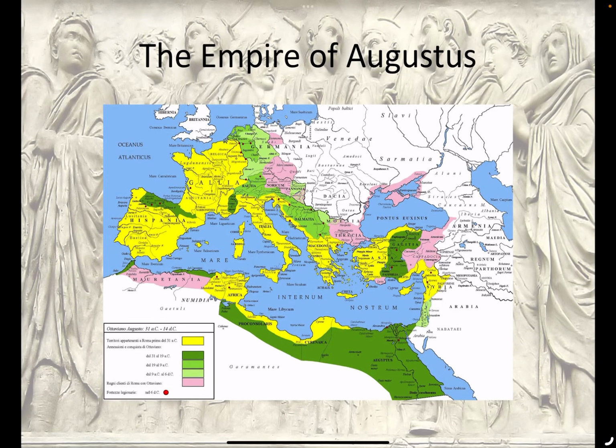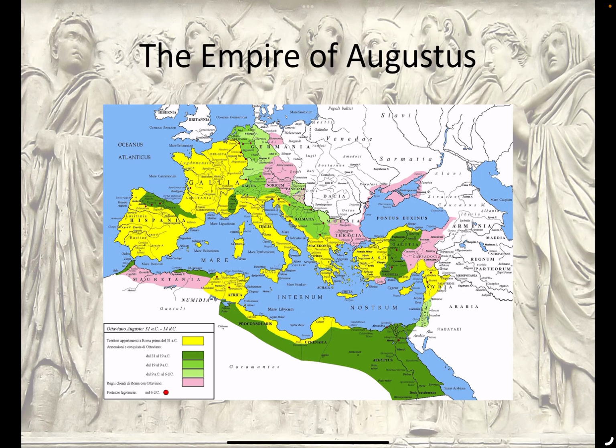Okay, this is the second video lecture on the empire that Augustus Caesar created. I want to start with this map, which gives us an indication of the growth of the Roman territory under Augustus. You can see that everything in yellow here was essentially Roman territory, had been incorporated into the Republic by 31 BCE, when the Battle of Actium was fought.